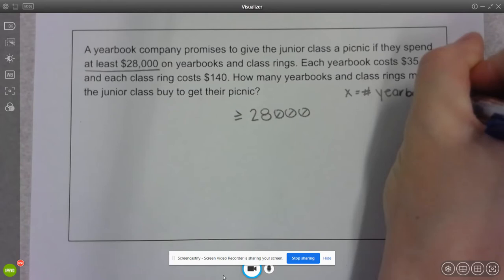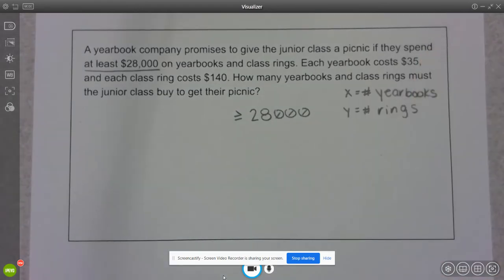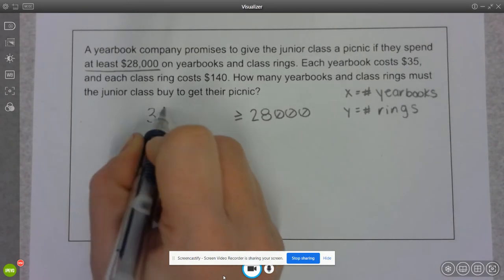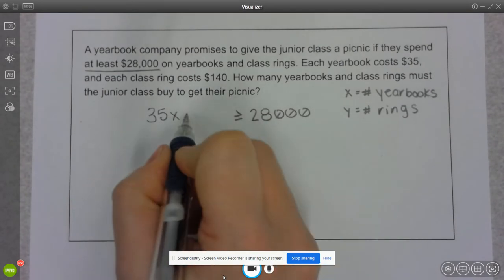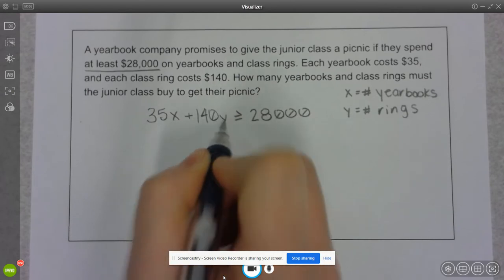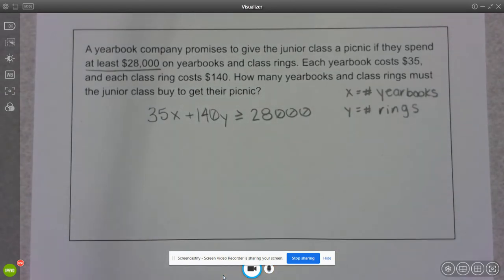And my video will catch up in just a second. So X goes with yearbooks, so it's 35X plus 140Y. And then our goal is to figure out a possible combination of yearbooks and class rings that the junior class would need to buy in order to get their picnic.